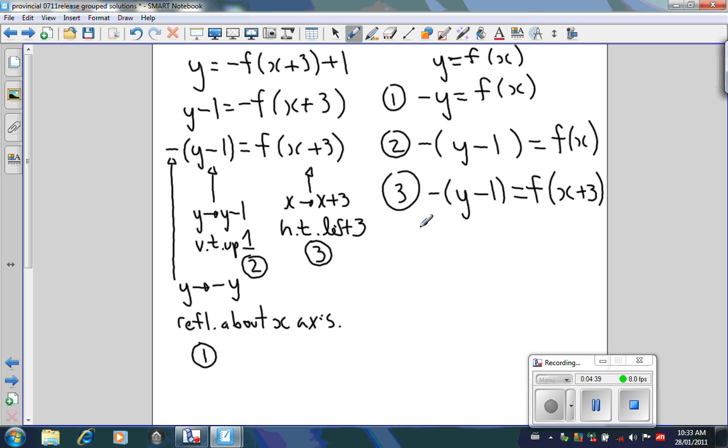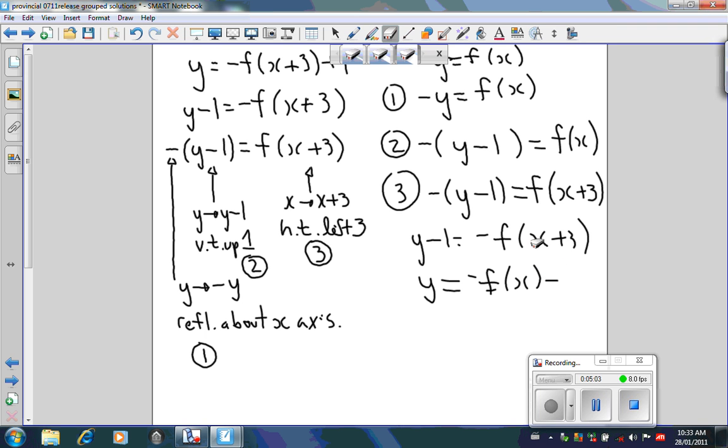Now what I can do is re-transform this back into my original. Multiply both sides by negative 1, I get y minus 1 equals negative f of (x plus 3), and I add 1 to both sides. Okay, y equals negative f of (x plus 3) plus 1 is my original. So now I know the transformations.